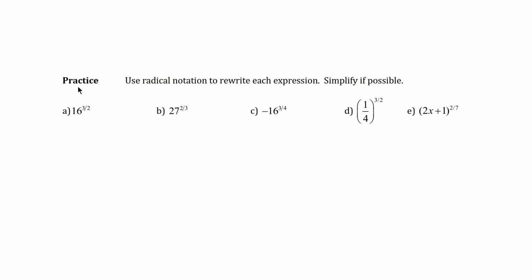Next, we have a practice problem. Use radical notation to rewrite each expression. Simplify if possible. For part A, we have 16 raised to the 3 over 2 power. For part B, we have 27 raised to the 2/3 power. For part C, we have negative 16 raised to the 3 over 4 power. For part D, we have parentheses 1 over 4, and then we have an exponent of 3 over 2 on the parentheses. For part E, we have parentheses 2x plus 1, and an exponent of 2 over 7 on the parentheses. Alright, so go ahead and pause the video, try out this problem, and then check back with the video to see the solutions.